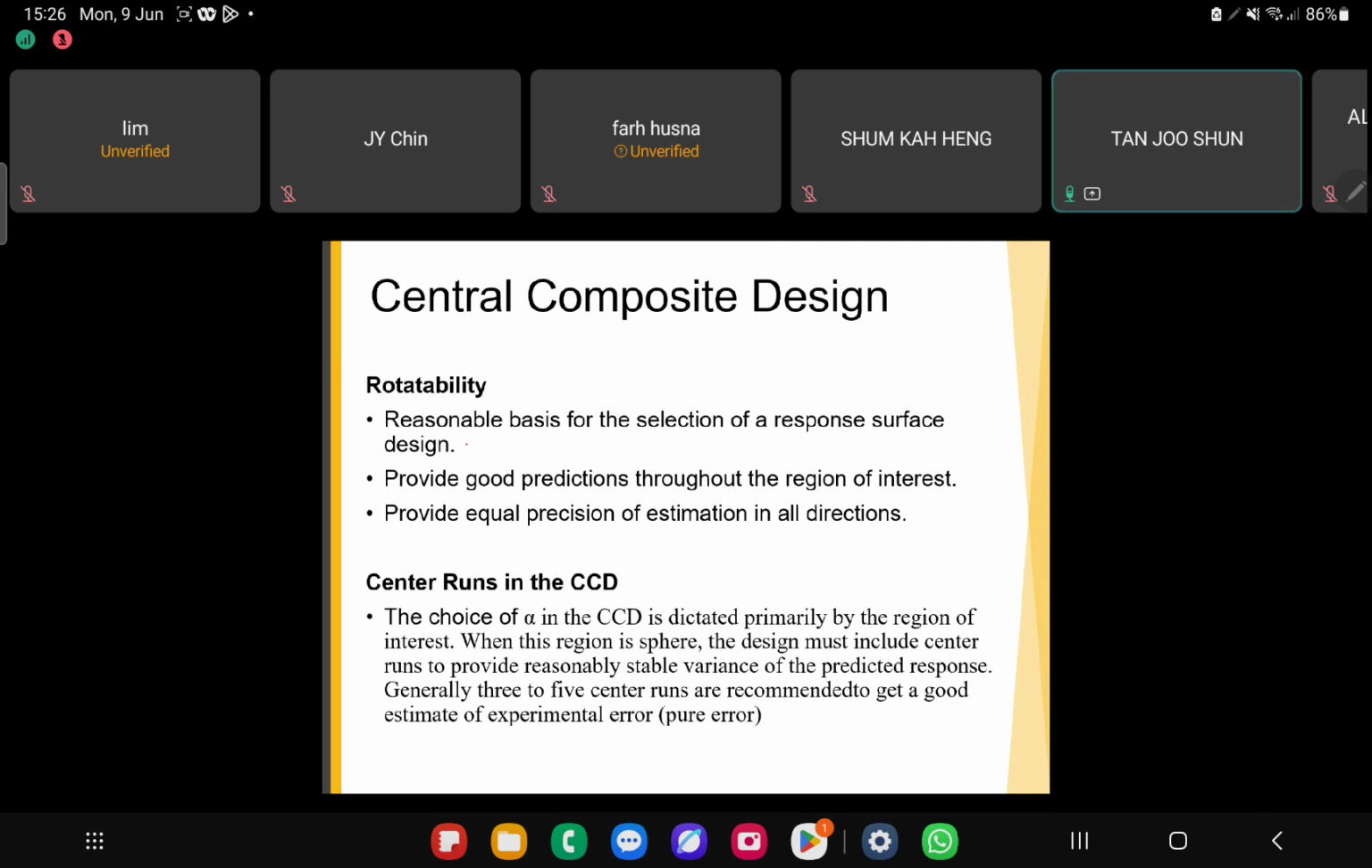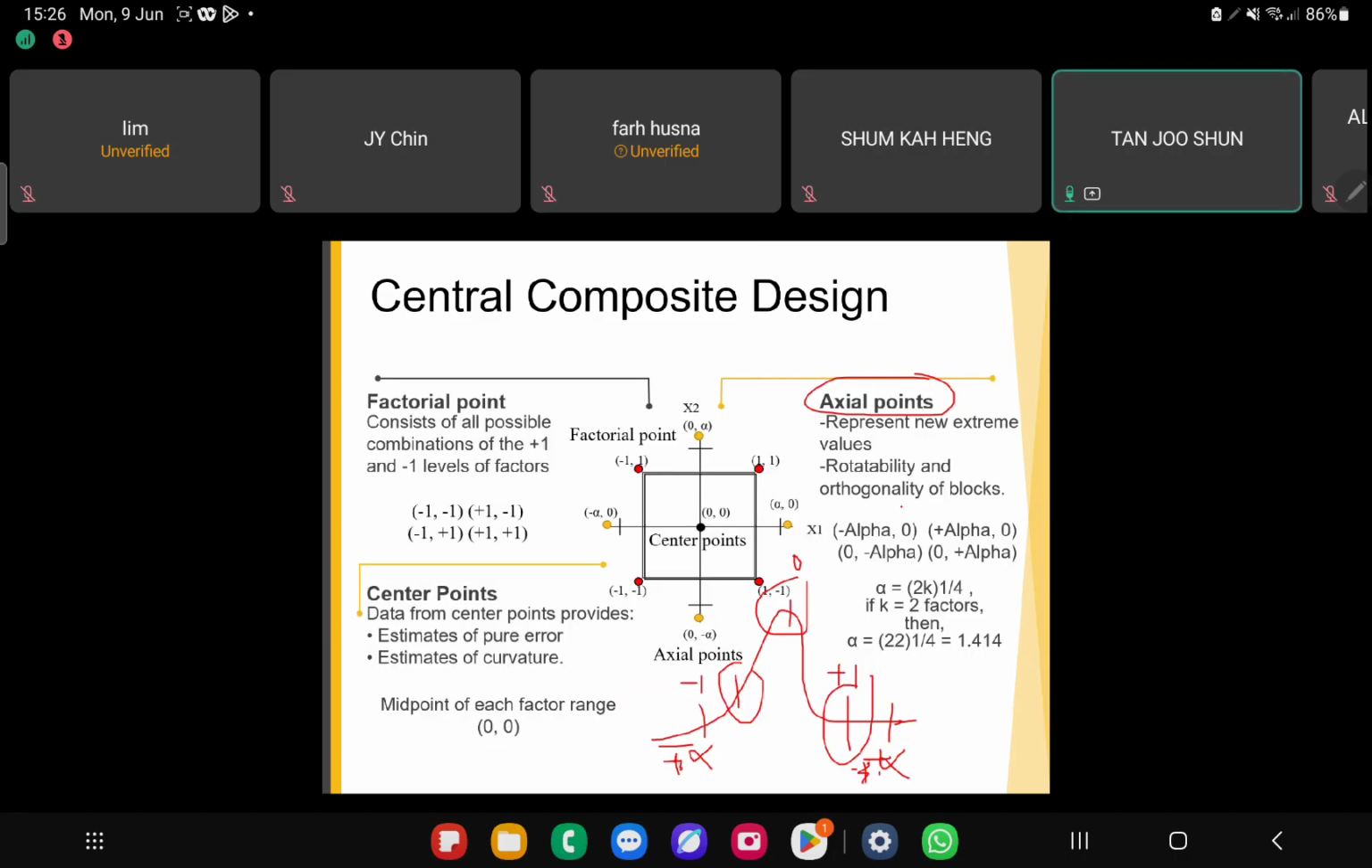Okay, central composite is not important, for your knowledge only. From here on, all just your knowledge.